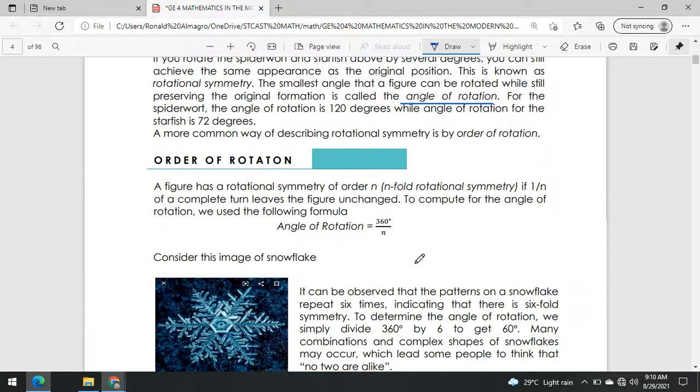So we have the angle of rotation formula. A figure has rotational symmetry of order n, meaning n-fold rotational symmetry, if 1 over n of a complete turn leaves the figure unchanged. To compute the angle of rotation, we use the following formula: the angle of rotation equals 360 degrees over n.